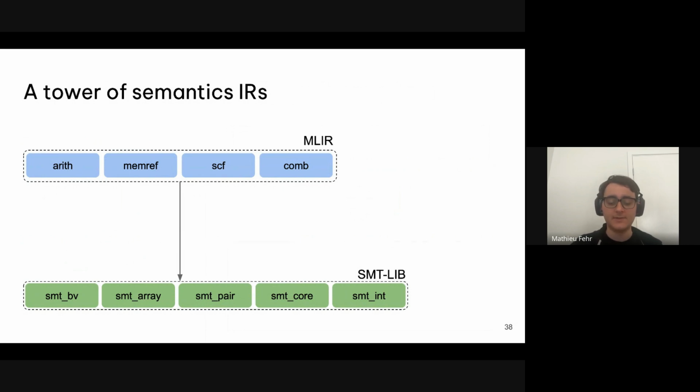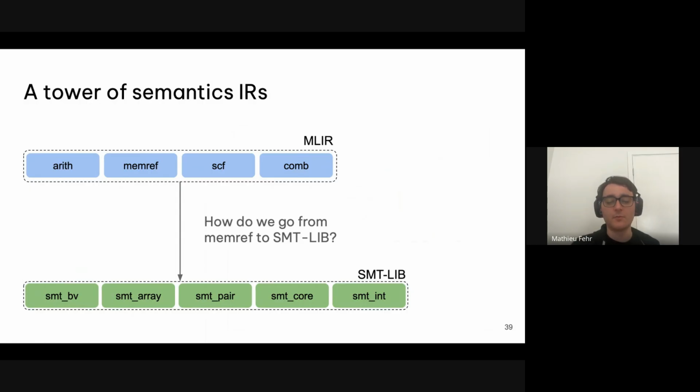So SMT-LIB has this core theory to say the basic things like booleans, checking if there exists, existential quantifiers, all this kind of stuff. But they also have theories for bit vectors, theories for arrays, theories for data types, theory for integers, unbounded integers. And we can already define a lot of semantics, but there's also more complexity. Like how do you actually represent what memory is? How do you translate, let's say, a memory read to SMT?